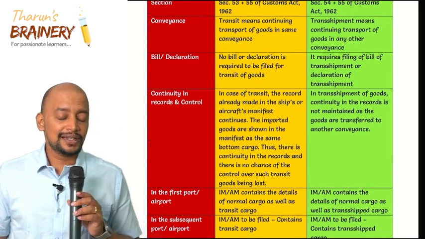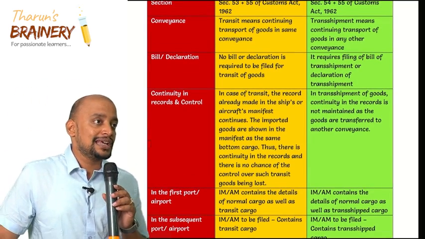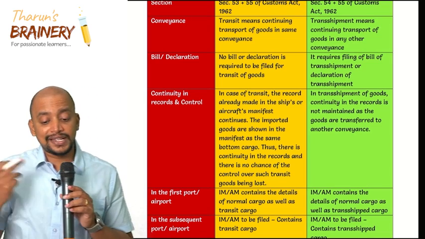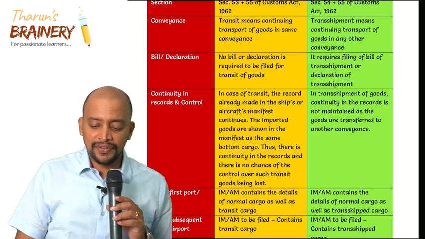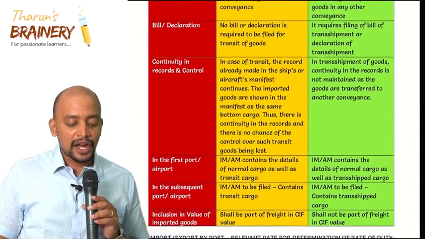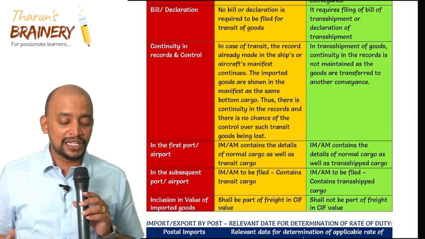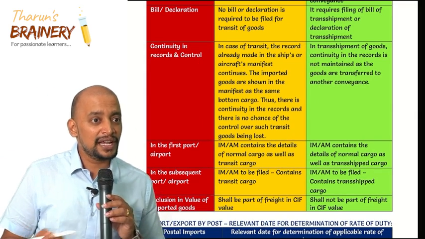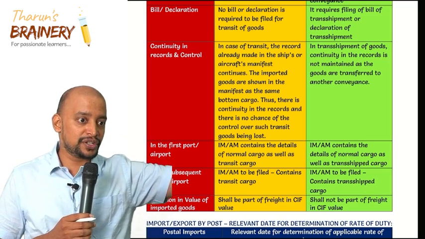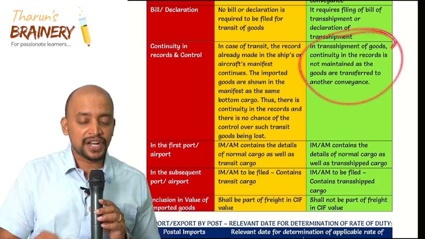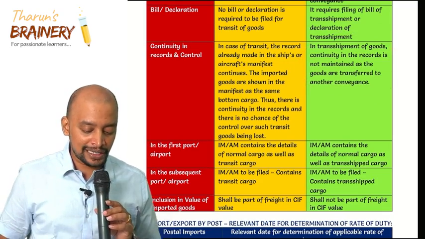For doing this transit, is any bill or declaration required? No, not required, because it is the same vessel. Whereas in case of transshipment, they need to file a bill of transshipment or declaration of transshipment. Continuity in records and control: will there be continuity of records in case of transit? Yes. Why? The same ship which is coming to the first port is taking the goods to the other port. Continuity will be there. But in case of transshipment, there is no continuity in the records.